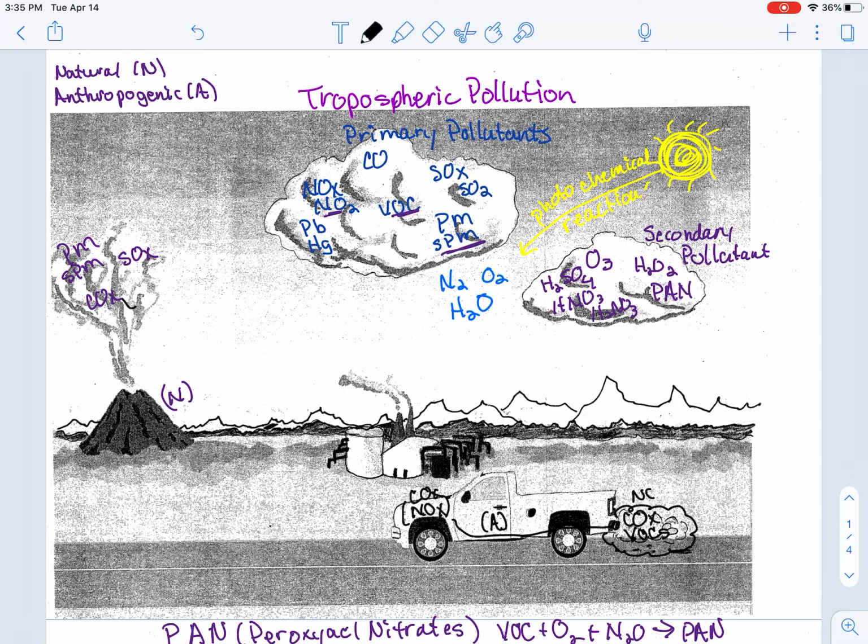NOXes are released, and small particulates are released. Now, when you get your car inspected, most of the time they're looking for ways in which you cut emissions down. So an older vehicle is going to release more of these than a newer vehicle.